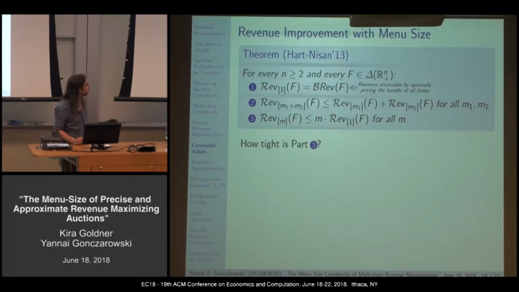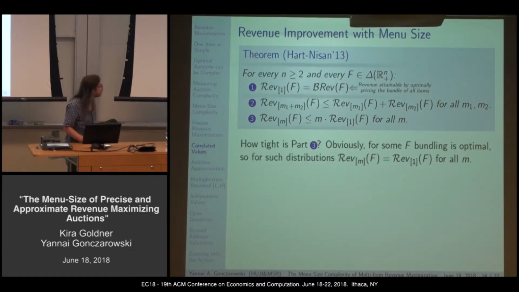And obviously the intuitive question that may be crossing some of your minds here is, how tight is this M? Can you relax it in some way? What can you show a guarantee of, at least something? You have to define the question of tightness in a good way, because obviously for some distributions bundling is optimal. So for such distributions, the revenue from a menu of size M is going to be the same as the optimal revenue from a menu of size 1, because a menu of size 1 is already optimal.